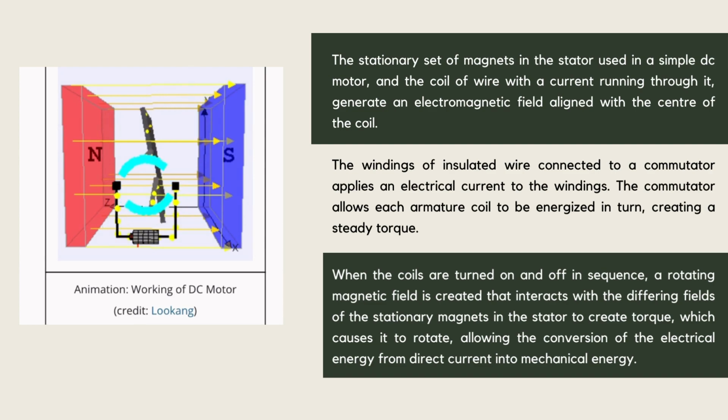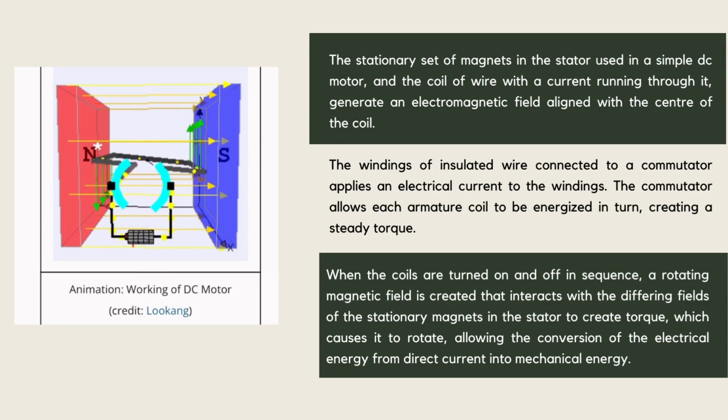When the coils are turned on and off in sequence, a rotating magnetic field is created that interacts with the differing fields of the stationary magnets in the stator to create torque, which causes it to rotate. These key operating principles of DC motors allow them to convert the electrical energy from direct currents into mechanical energy through the rotating movement, which can then be used for the propulsion of objects.